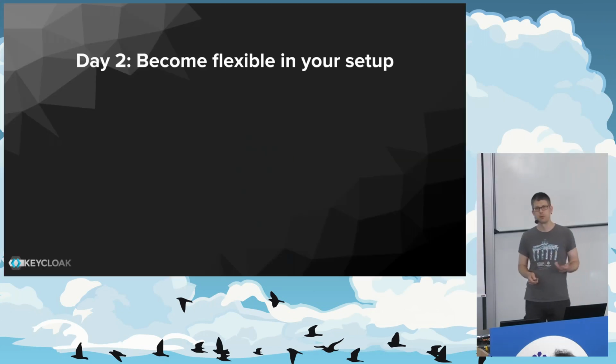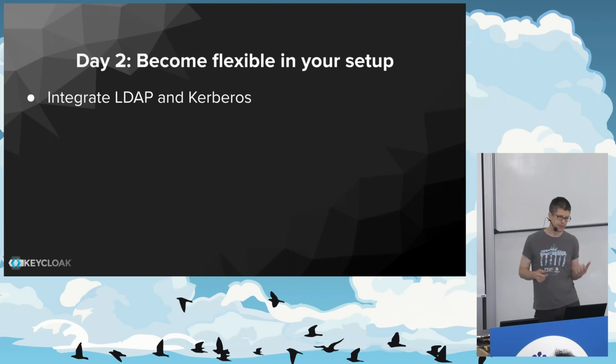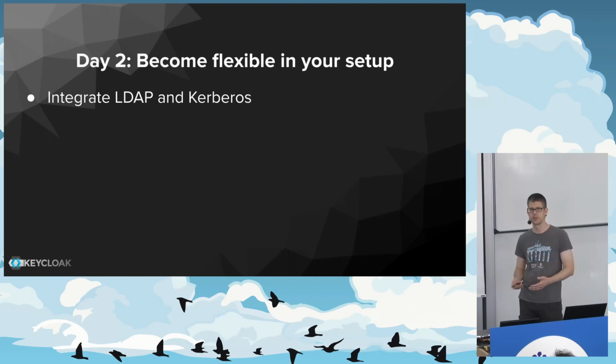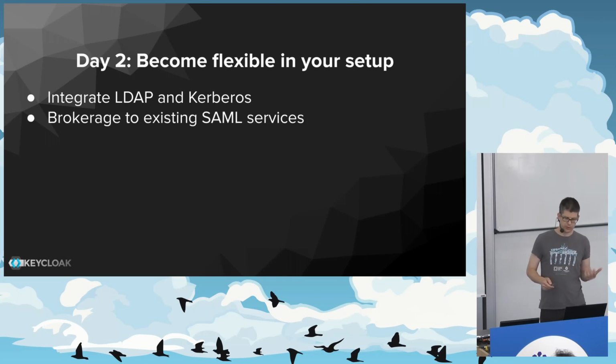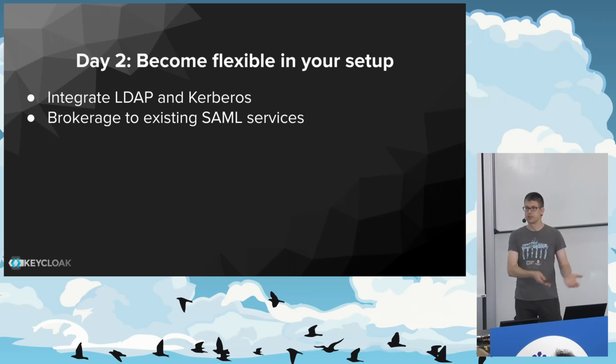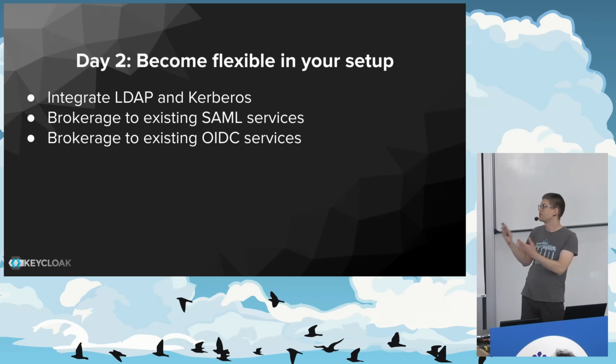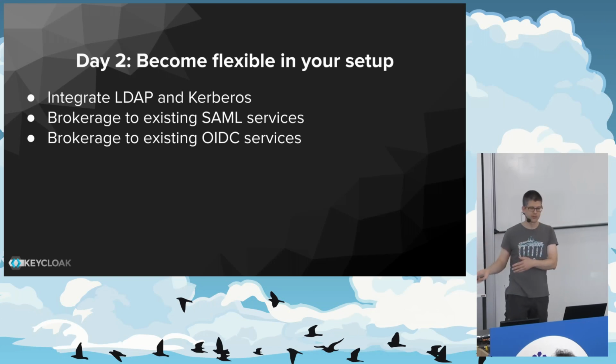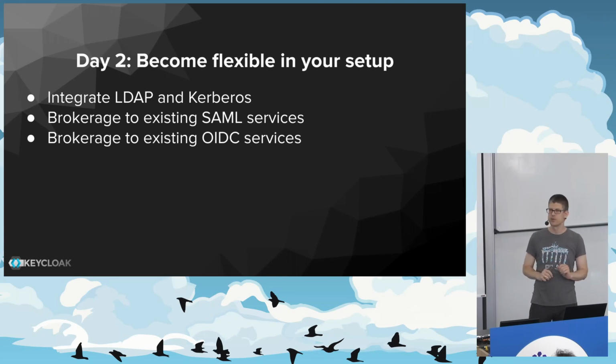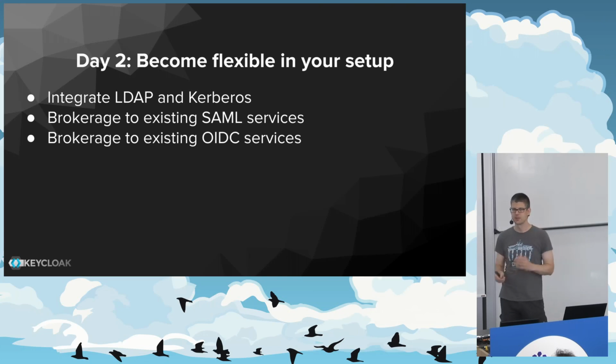Day 2 is then becoming more flexible in your setup. You want to integrate things like LDAP or Kerberos, things that are common in enterprises for a long time. You want brokerage to existing SAML services because your applications only talk OpenID Connect. And if there's another SAML service where people authenticate, you can use Keycloak to translate. You might even use Keycloak to translate an existing OIDC service to Keycloak's OIDC service because maybe you don't like the tokens that are created by the other OIDC service. They're missing some information, or you want to add something or remove something.